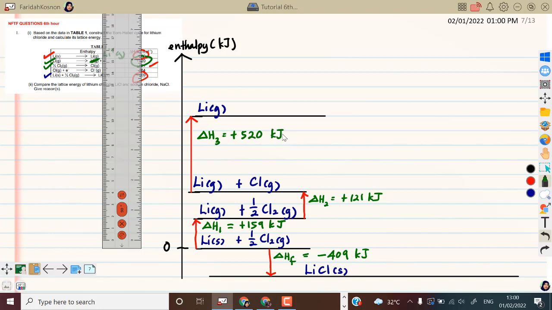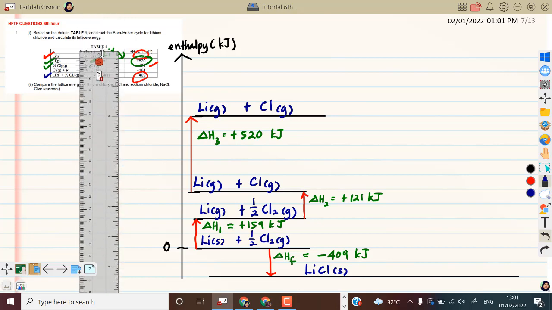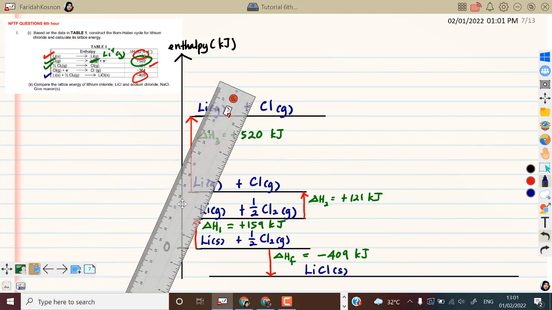Jadi, yang untuk klorin tu tadi kita salin semula kita letak sebab klorin belum lagi mengalami electron affinity. Kita baru tunjukkan untuk ionization of lithium. Okey, so now bila lithium sudah mengalami ionization, dia mesti diikuti oleh electron affinity of chlorine.